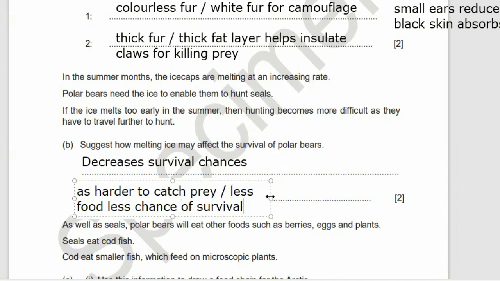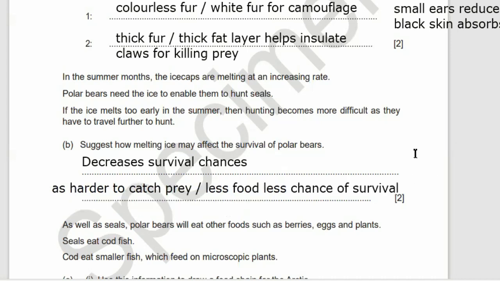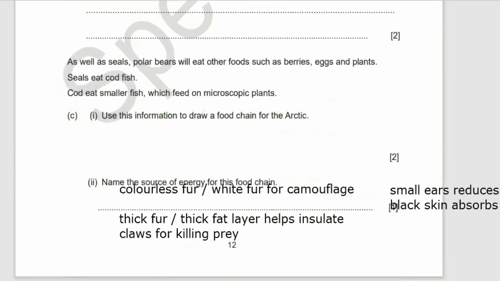There you go. They're going to use more energy. There are other answers. You could say that they expend more energy trying to hunt the seals. It tells us they have to go further and hunt further. So they're going to use more energy, which means they need more food to survive. And the very fact they're getting less food makes it very difficult for the polar bears to survive when there's less ice. Let's zing down and finish up this paper.